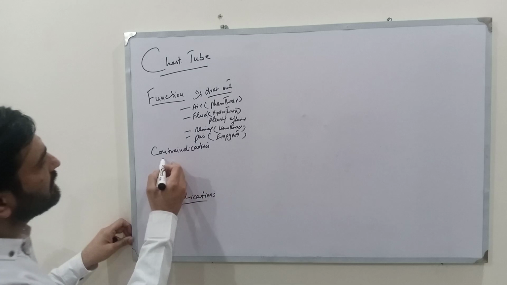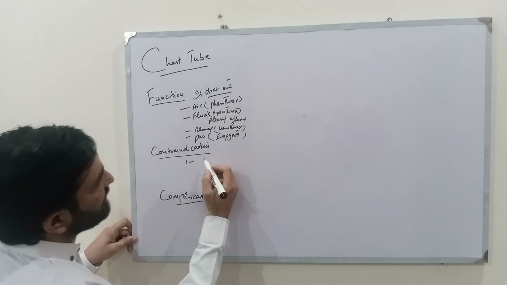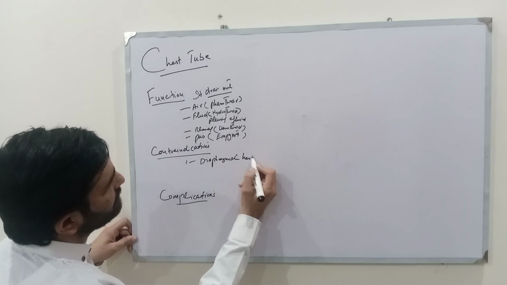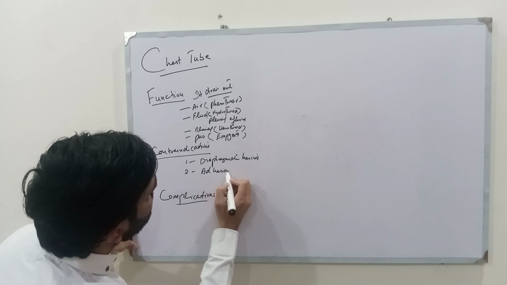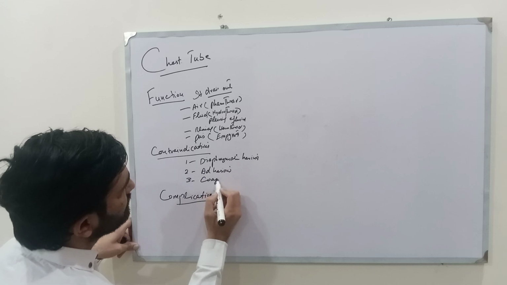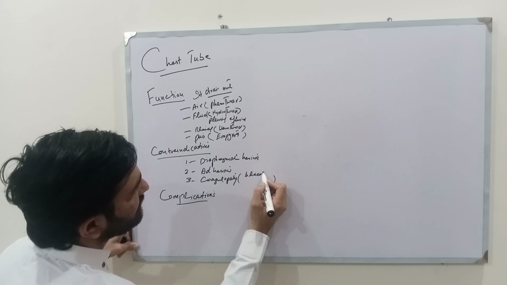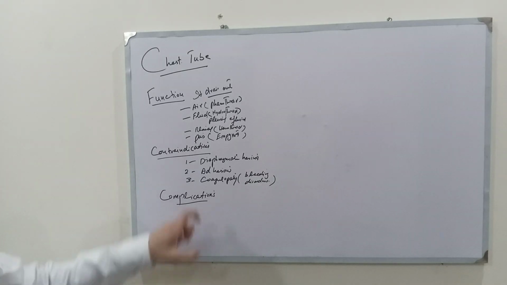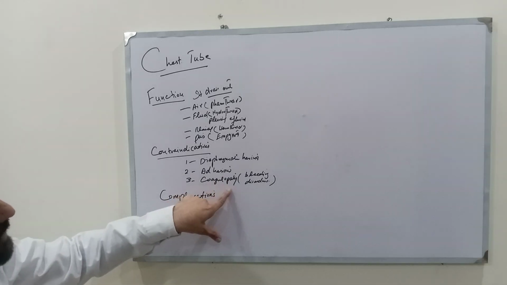What are the contraindications of chest tube? These are diaphragmatic hernia, or adhesions present in lung, or coagulopathy. Also, you can call it bleeding disorder. These are three contraindications of chest tube: diaphragmatic hernia, adhesions present on lung, coagulopathy, bleeding disorder.